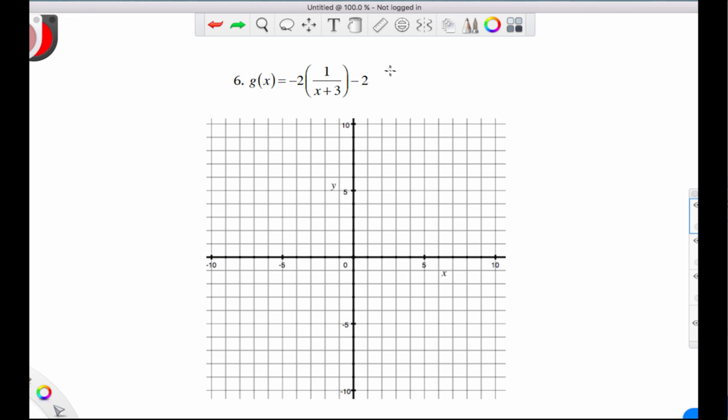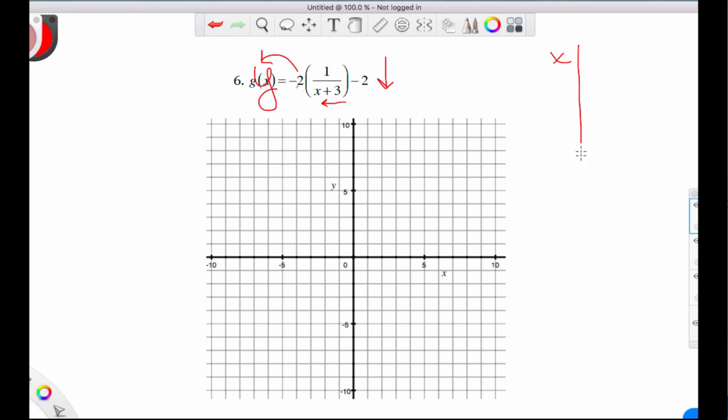Okay, number 6. There's nothing to factor down below here, so we'll just start by looking at our shifting. We have a downward shift of 2, and we have a left shift of 3, and we are multiplying our y values by 2, because that 2 is on the outside of the function. It's not under the fraction bar next to the x, so it's going to affect your y values.